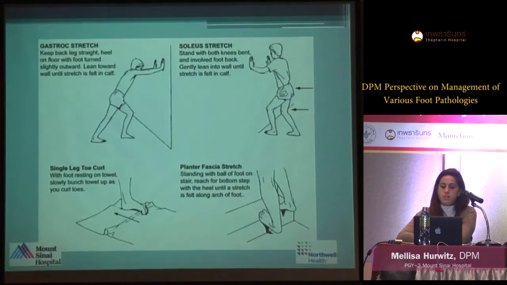These are the stretching exercises that we recommend. Often stretching the gastrocnemius soleus complex or the Achilles tendon can be helpful, and that's why we also have patients wear a night splint to stretch out that area. And even directly stretching the plantar fascia can be helpful in relieving the inflammation. Also icing, compression with an ACE bandage, all of these things have been shown to be helpful.